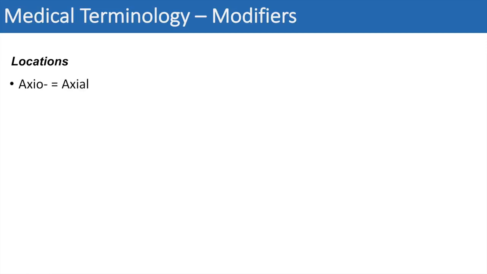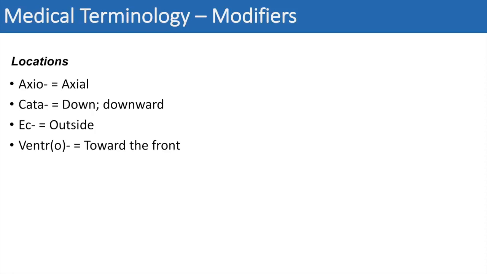So the first one is axio, which means axial. You can think of the axial skeleton in this case. The next one is kata. This means down or downward. The next prefix is ek. And you can think of outside, so think of ectopic.